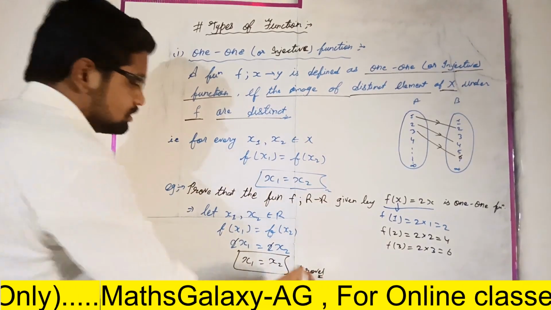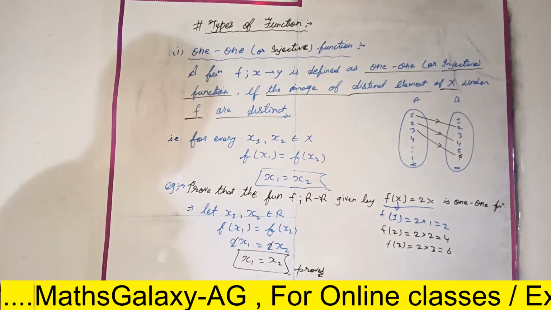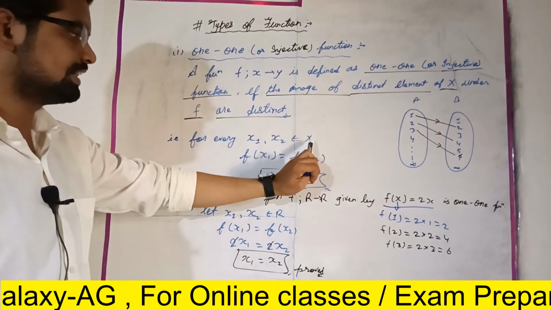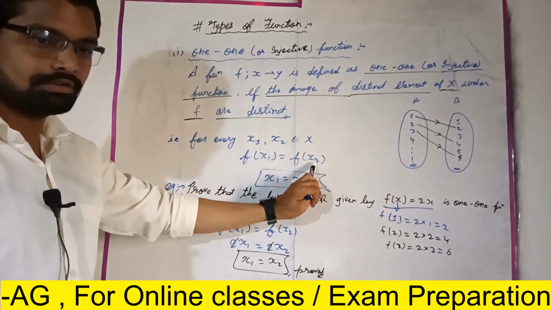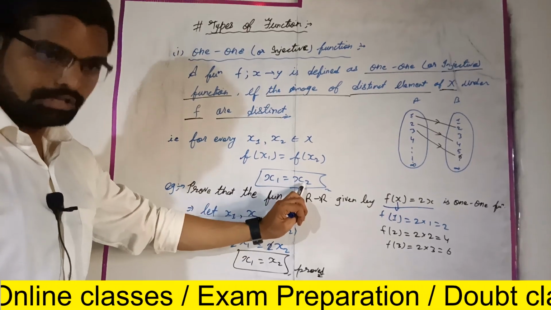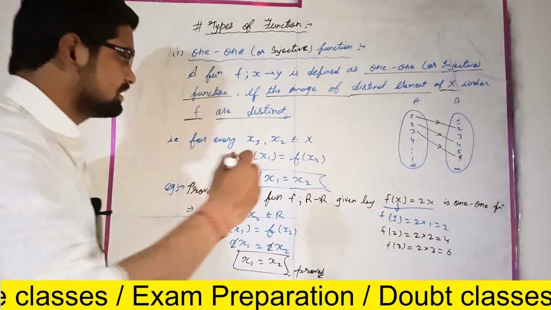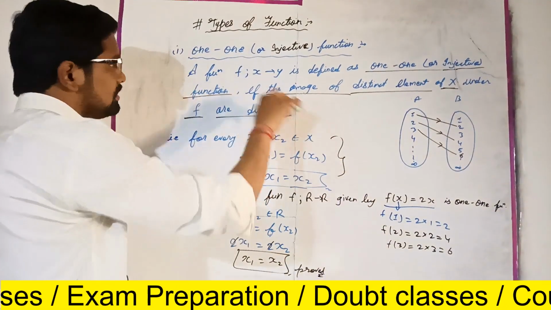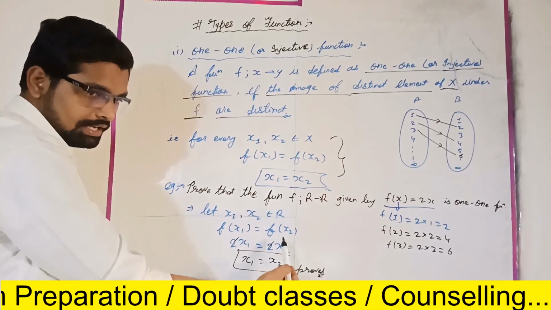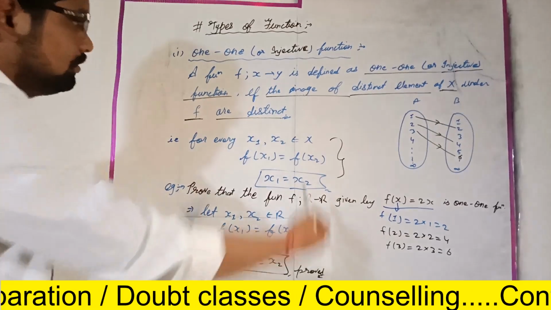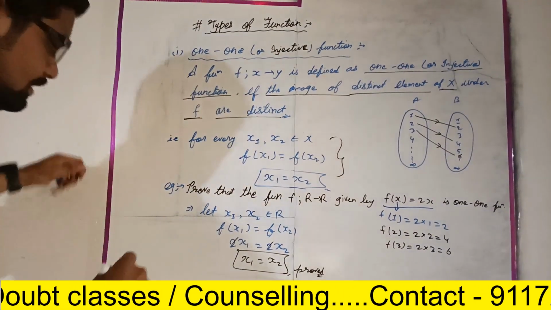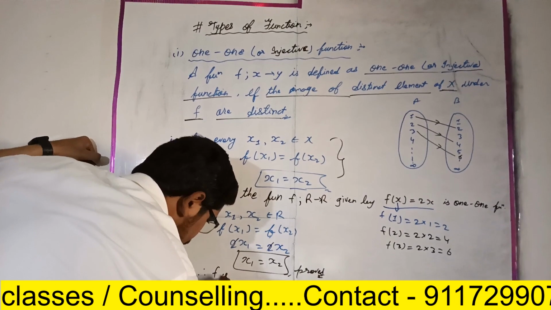See the definition and statement of one-one, or injective. For x1, x2 belonging to set X, if f(x1) and f(x2) are equal then the elements will also be equal. If this condition is satisfied then we can say that yes, the function is one-one or injective. So as you can see, we have proved it. Is it clear? So now note down this one also, and here we will write: therefore f is one-one function.